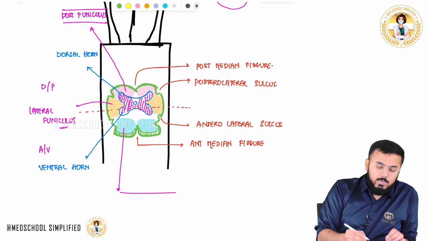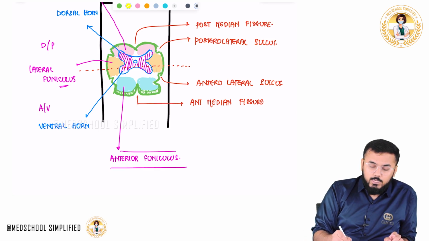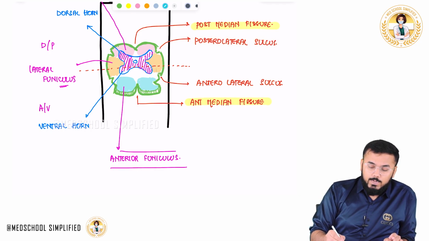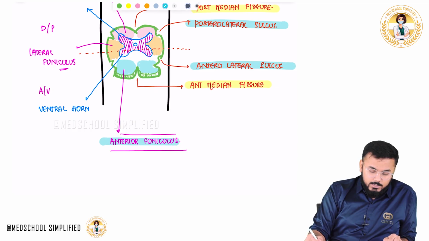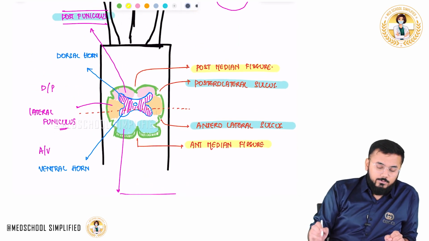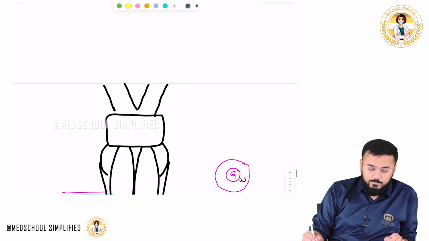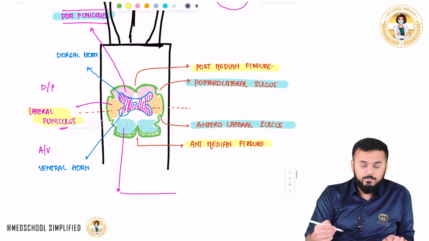So what are the important structures? Once again, let us revise. We discussed the posterior median fissure, the anterior median fissure, the posterior lateral sulcus, and the anterior lateral sulcus. Next, we discussed the anterior funiculus, the posterior funiculus, and after that the lateral funiculus on both sides. These are the structures which you need to know regarding the spinal cord.